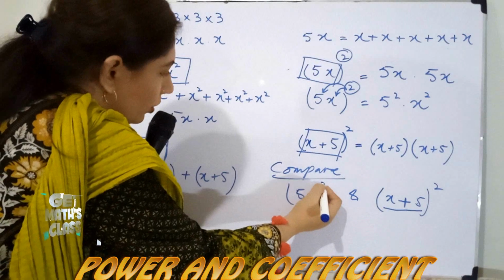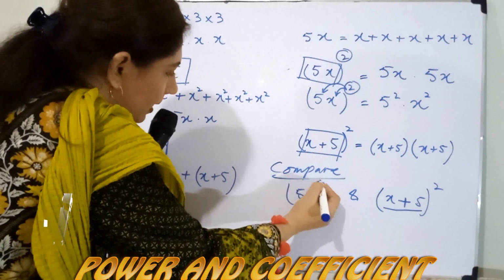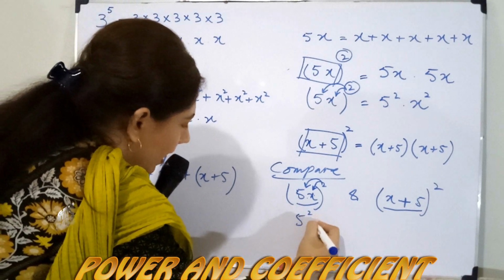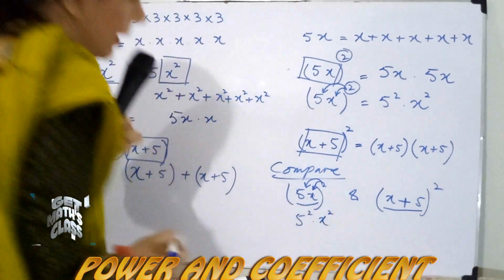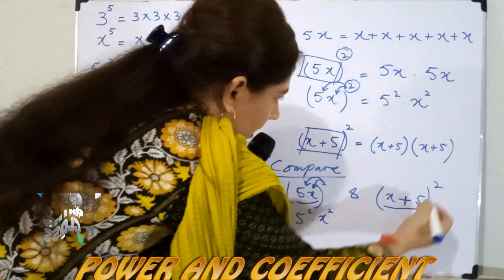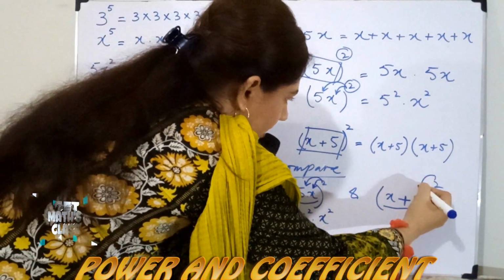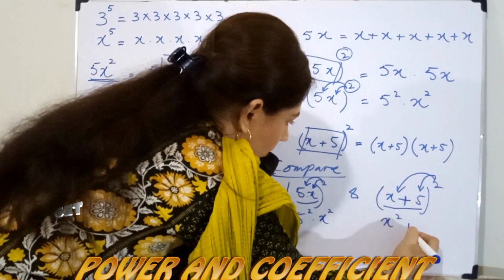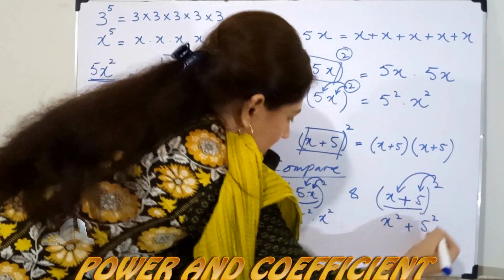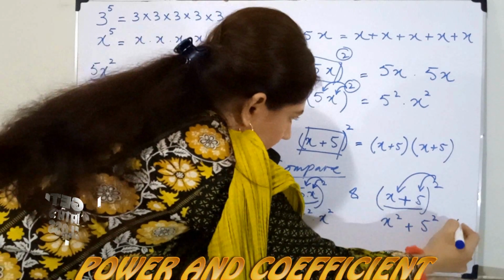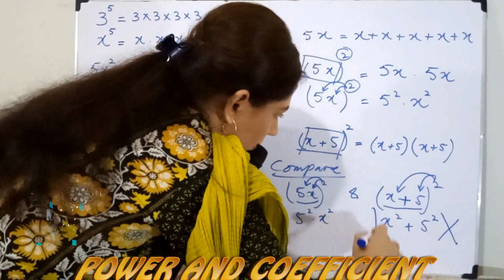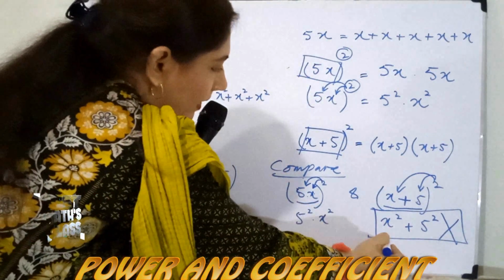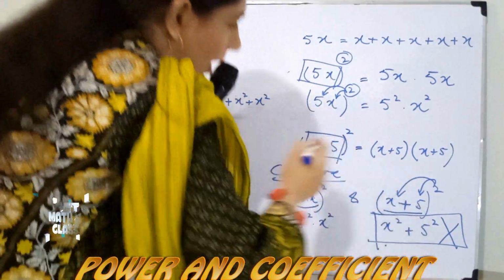Here I distributed the power on x and power on 5 easily. I can write this as 5 square x square. But in this, if I distribute the power over here, this will become x square plus 5 square. But this is totally wrong. It cannot be written like this. This will be further expanded by formula.